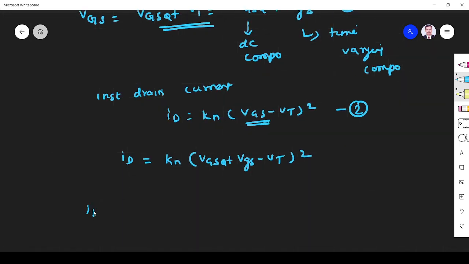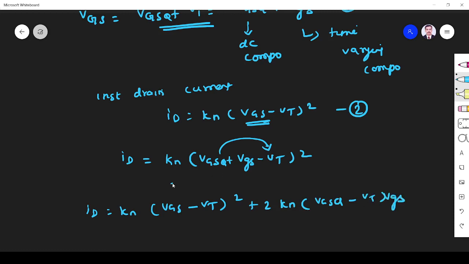Okay, so expand this. If I expand, what I get is Kn (VGSQ minus VT) squared. These two I bring together. This vgs I keep separately. So 2AB, 2Kn (VGSQ minus VT) vgs. Right, this I write simply like this: (VGSQ minus VT) plus vgs squared. This is A plus B. Okay, plus Kn vgs squared.